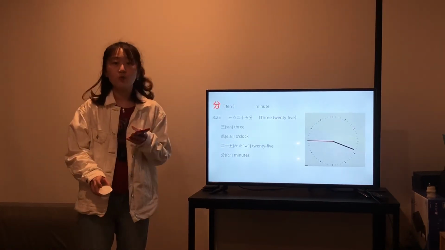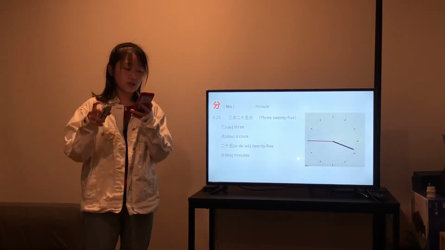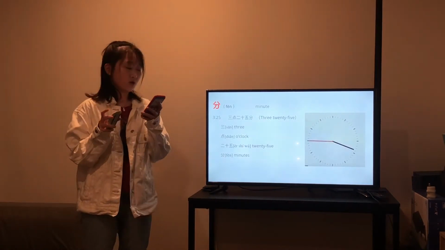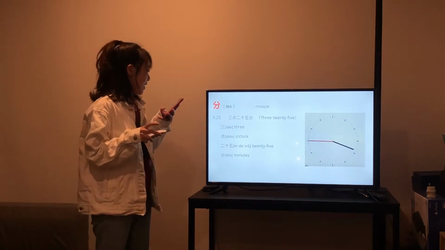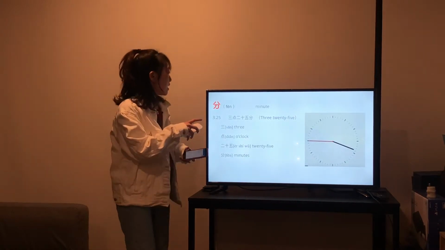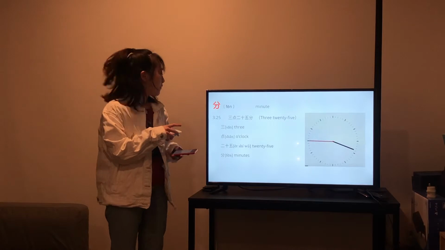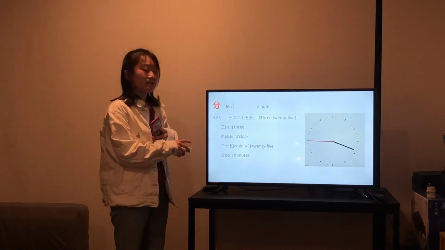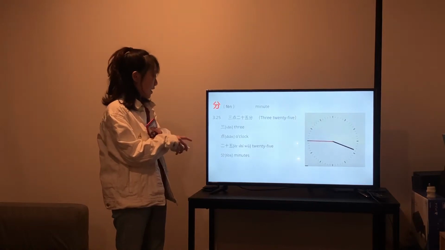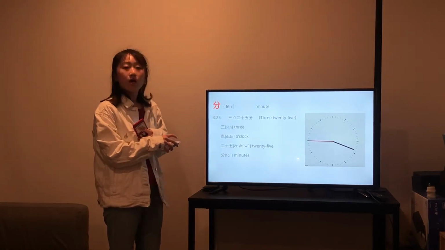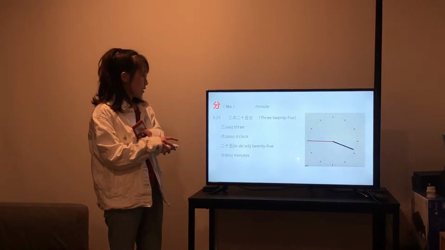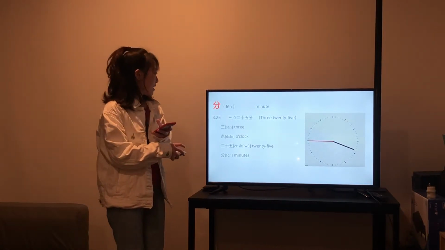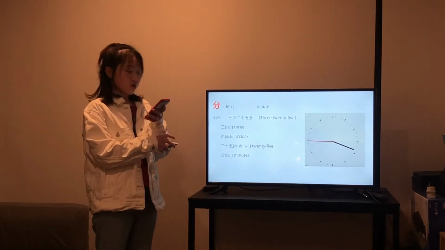There are a few ways of expressing time other than exactly on the hour. Start with the most simple. Let's say it's 3:25. 3点 means 3 o'clock. 25 means 25. 分 means minutes. So we say 3点25分.